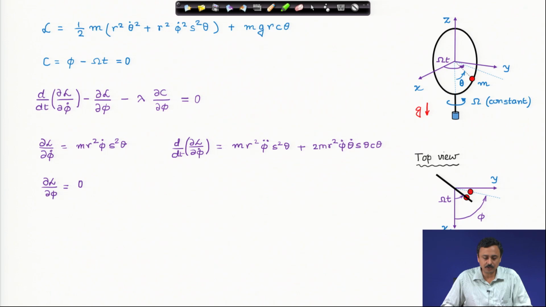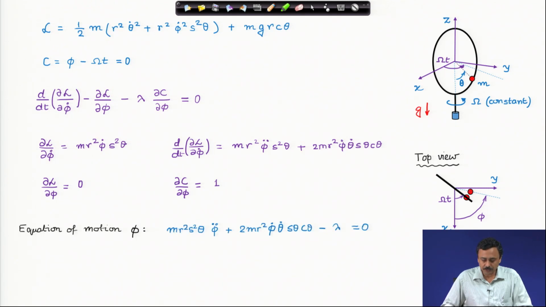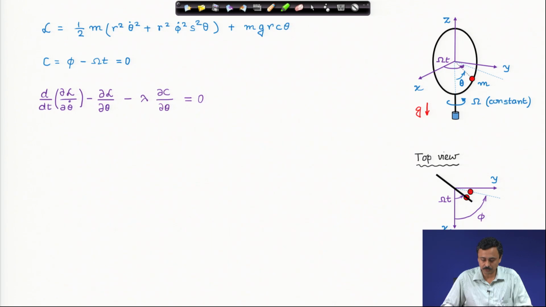Del L del phi is 0. You can see that the Lagrangian is not dependent on phi explicitly, and del C del phi, the partial derivative of the constraint with respect to phi, is 1. The constraint is written out there at the top, and you can very easily check this. Therefore, the equation of motion corresponding to the phi coordinate is given like this. I leave the details to you to fill out.